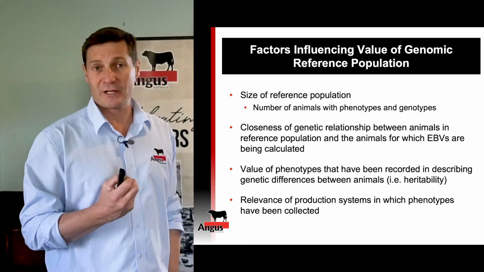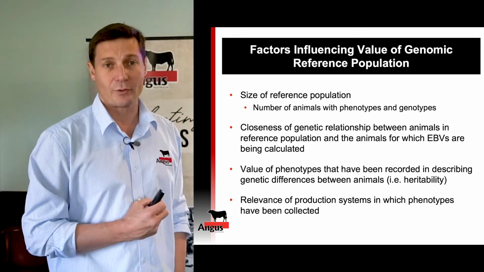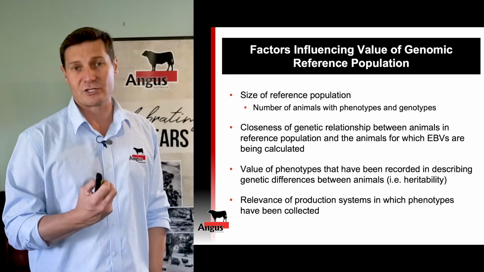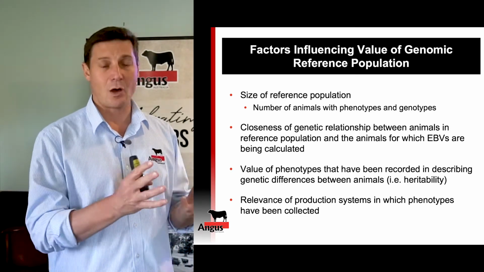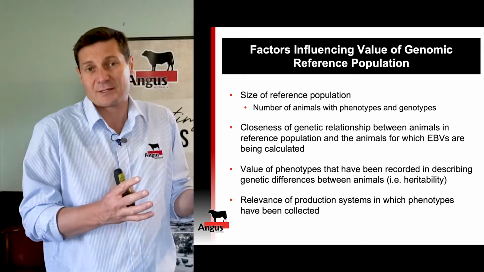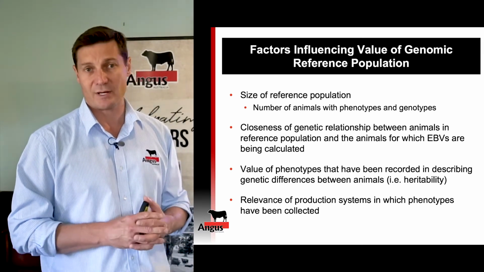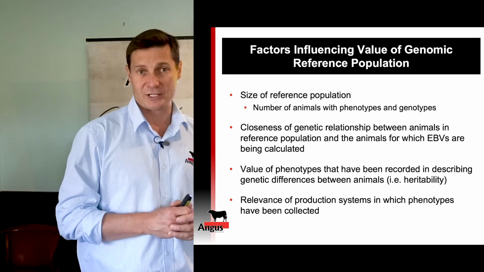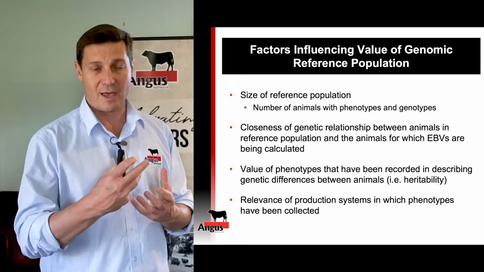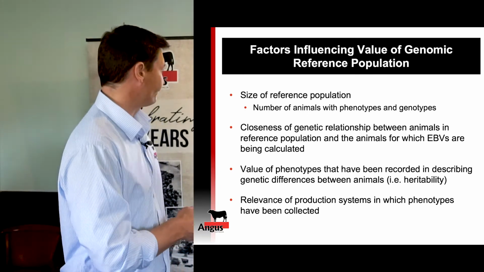Likewise, there is the value of the phenotypes that have been collected on those animals in the reference population for estimating genetic merit. If we've got traits which are lower heritability, so a smaller proportion of the differences that we see between animals can be attributed to genetics, we need a much bigger reference population to get the same level of accuracy or prediction of genetic merit.